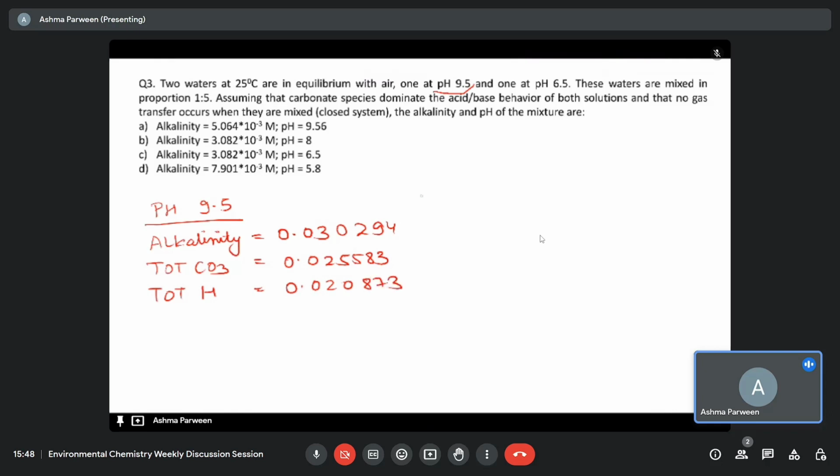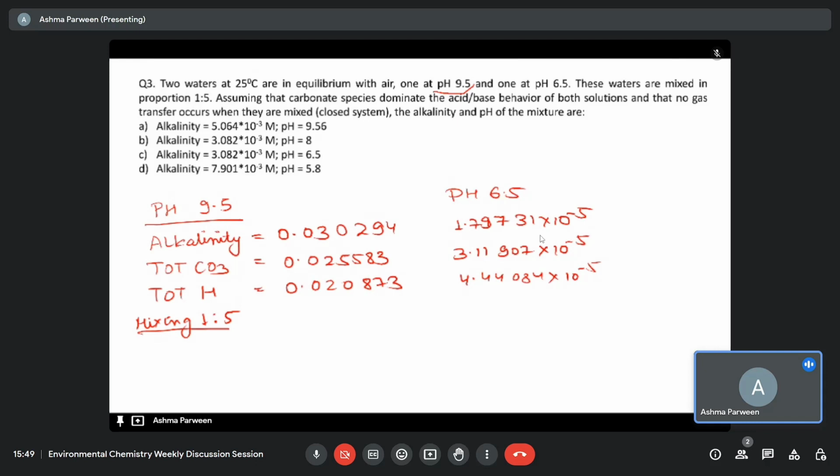Next we have pH at 6.5. So alkalinity is 1.79731 into 10 raised to the power minus 5. We have total carbonate as 3.11907 into 10 raised to the power minus 5. And we have total H as 4.444084 into 10 raised to the power minus 5. And we are mixing the solutions in the ratio of 1:5.